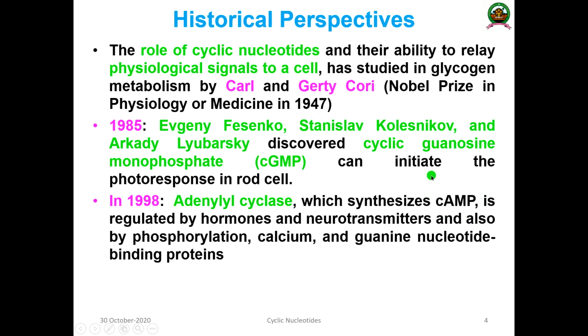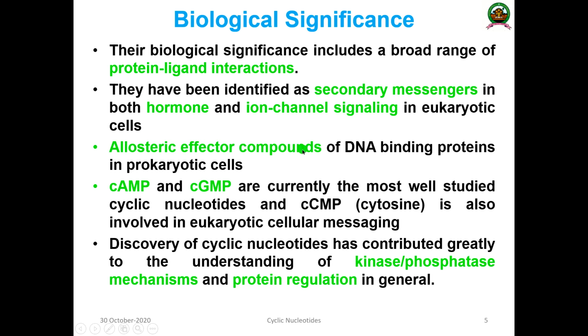Okay, which synthesizes the cyclic AMP, is regulated by the hormone and neurotransmitters, and also by phosphorylation, calcium, and guanine nucleotide binding protein. So this enzyme is performing a very vital role for the production of cyclic AMP. So this is the brief history.